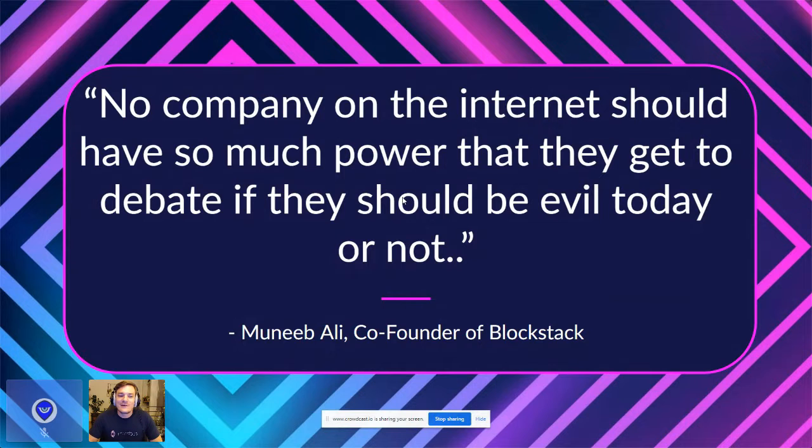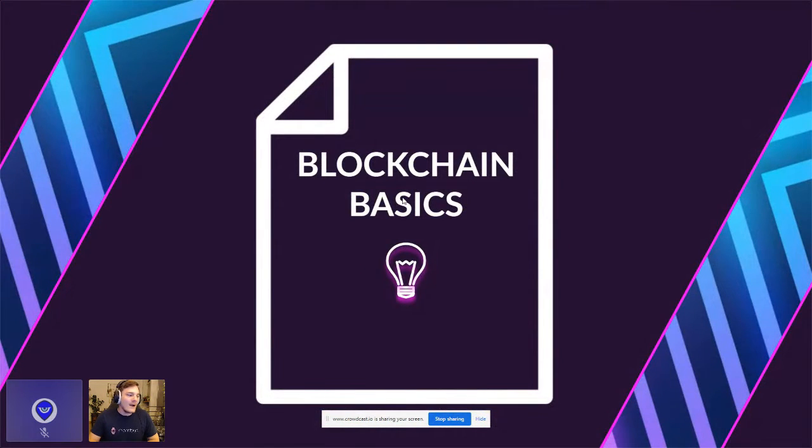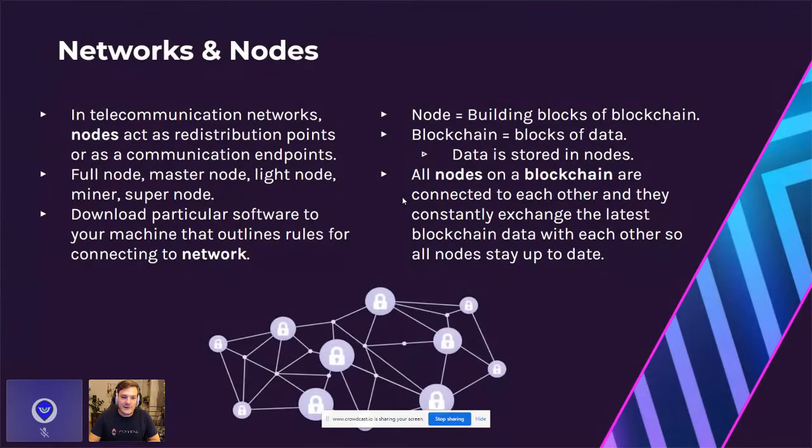Love this quote from Munib Ali: No company on the internet should have so much power that they get to debate if they should be evil today or not. This is kind of a troll on Google's infamous slogan, "Don't be evil." We think it's better to build infrastructure and architecture that doesn't allow you to be evil, so you cannot be evil. That's kind of our ethos. If you are in a position where you have to decide if you should be evil or not, then the technology is failing you.